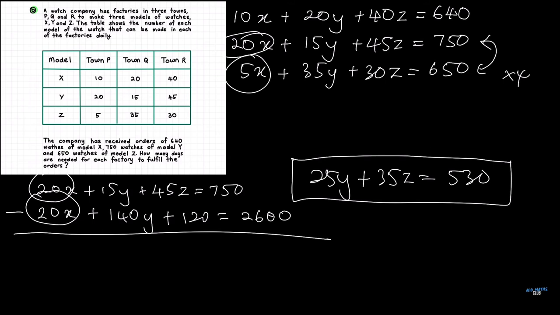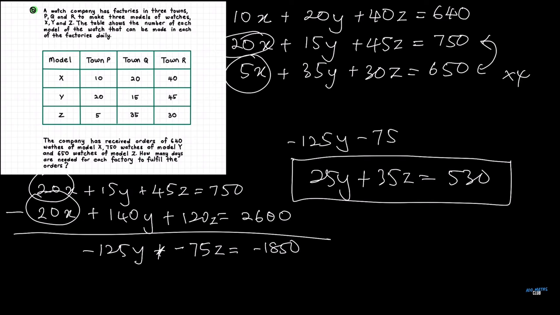So I have 15 minus 140, that will be negative 125y plus 45 minus 120. That will be negative 75. So this one will be minus 75z equals to, I missed a z here. So, 750 minus 2600, negative 1850. So, I have my another equation, negative 125y minus 75z equals to negative 1850.